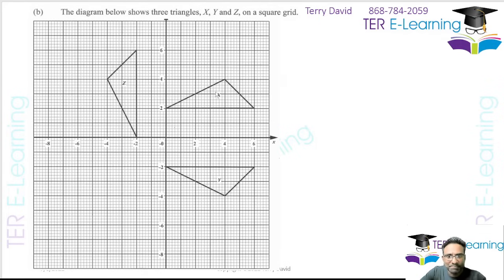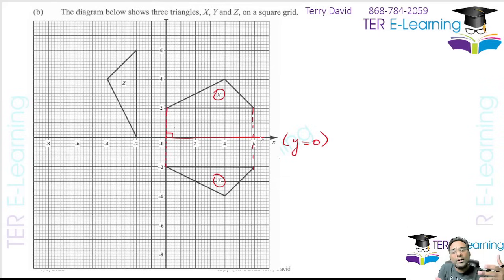So if you look carefully, this is triangle X, and this is triangle Y. So it's a reflection. Therefore, if I were to join these two points, and also these two points, my mirror line is really the perpendicular bisector of these lines. So my mirror line is actually my x-axis, and the equation for my x-axis is the line y is equal to 0. So here, this is my mirror line.